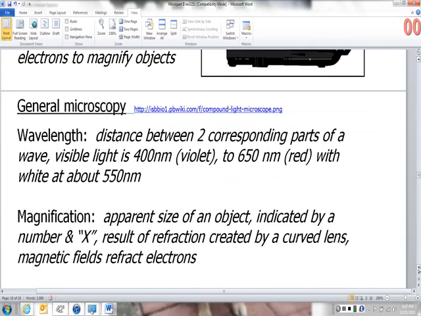Magnification is the apparent size of an object. It is indicated by a number and an X. It is the result of the refraction created by the curve of the lens or magnetic field in an electron microscope.